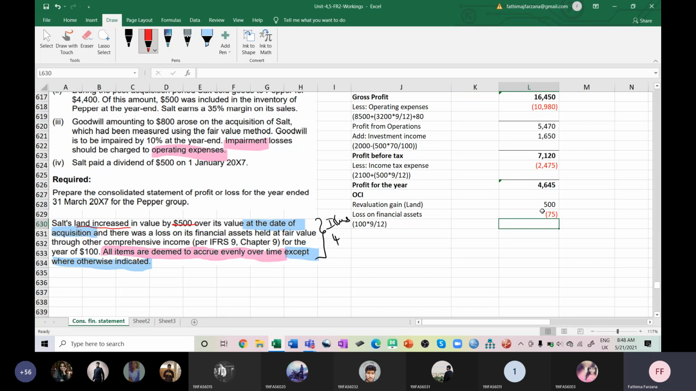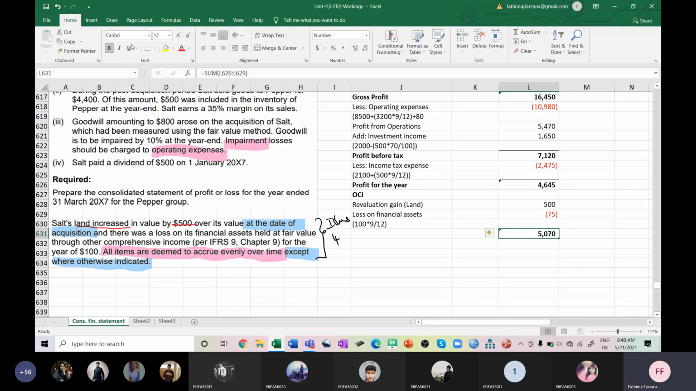Done. So now if you see, sum is equal to sum. So all the three you take. This is your total profit and other comprehensive income. So profit for the year is this, whereas this 5,070 is altogether, including OCI. So the last part is we are going to split among each other. You have to always split and show profit for the year separately and OCI separately.